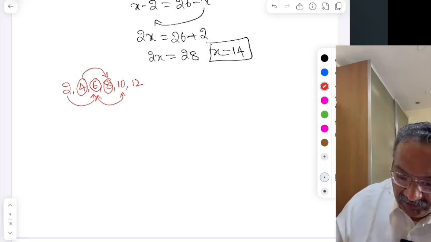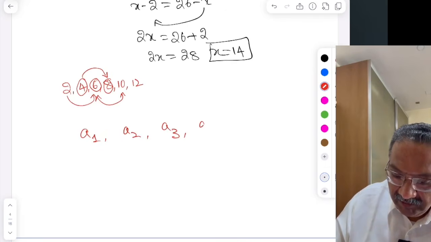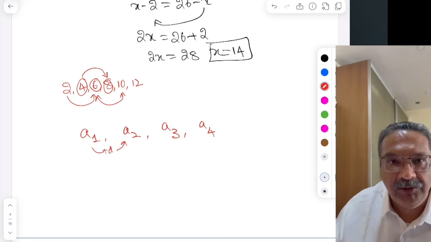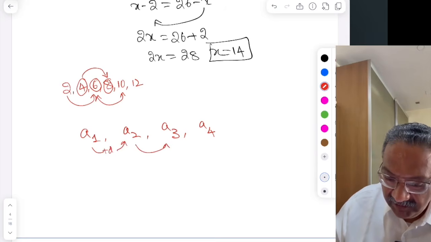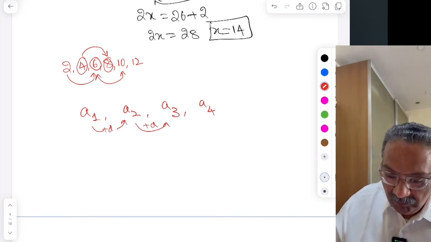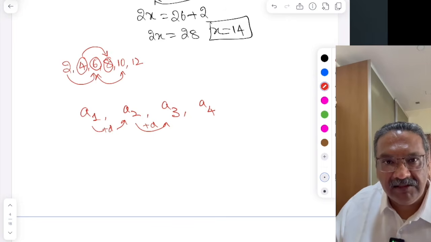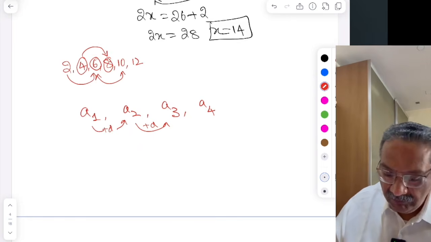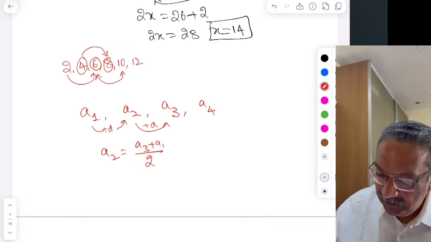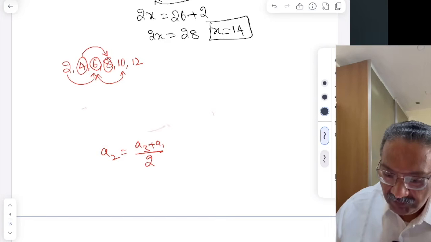Why is it like that? You take A1, A2, A3, A4. If you add d to A1, A2 comes, and if you add d to A2, A3 comes. So if you express this in terms of A, you will find that A2 will be A3 plus A1 by 2. Try it and see. Okay, this is another way of solving this.